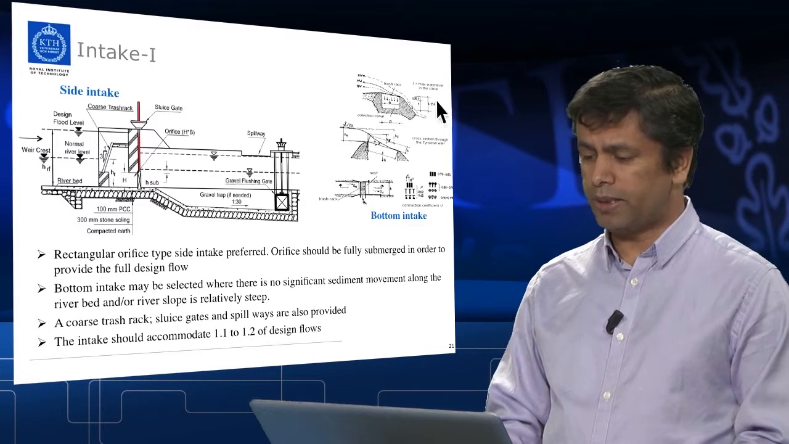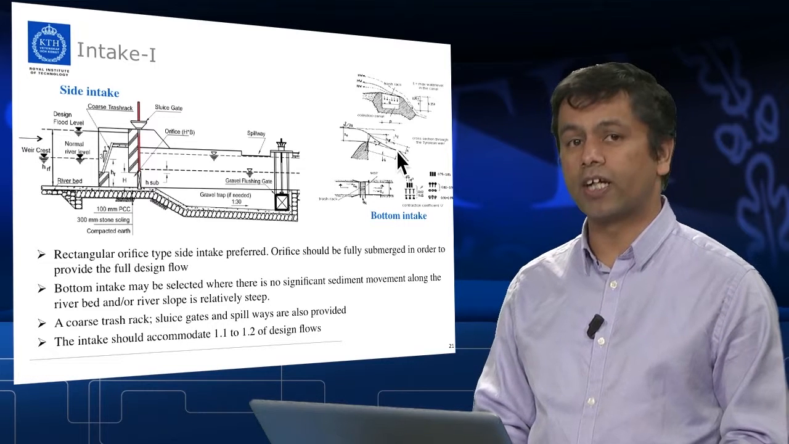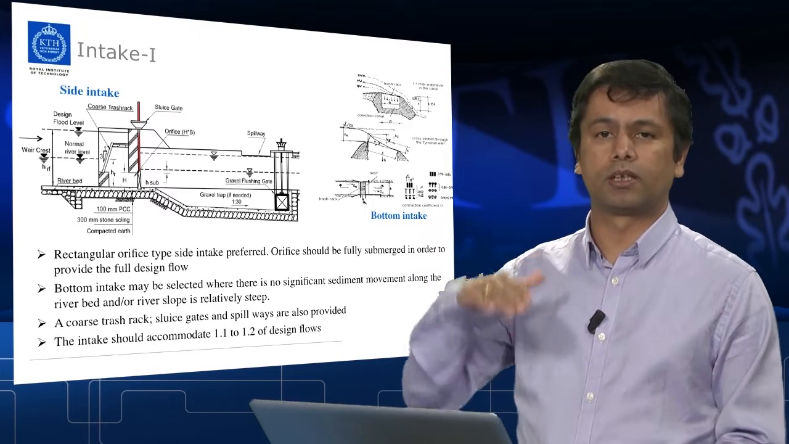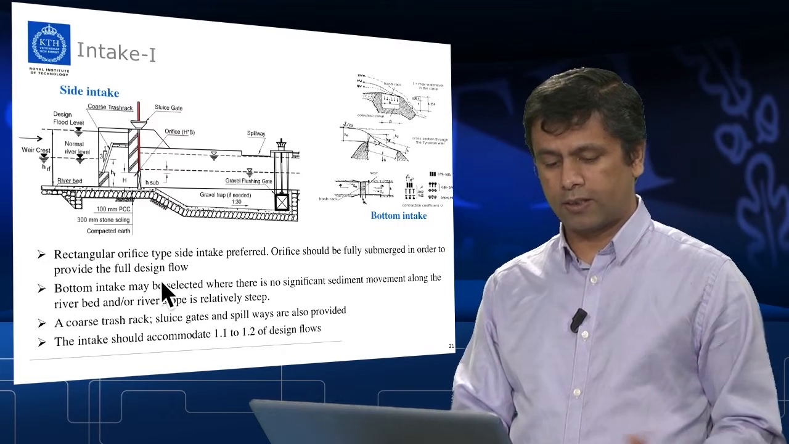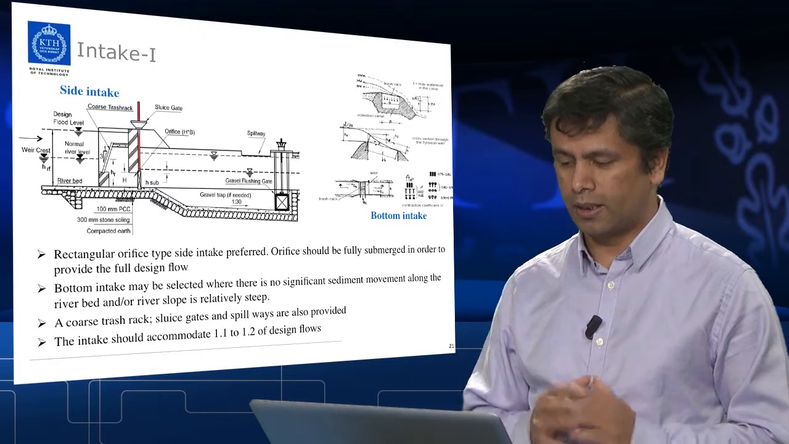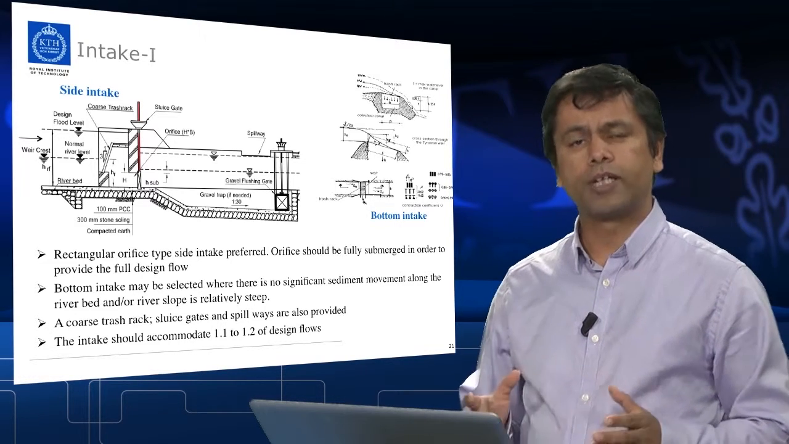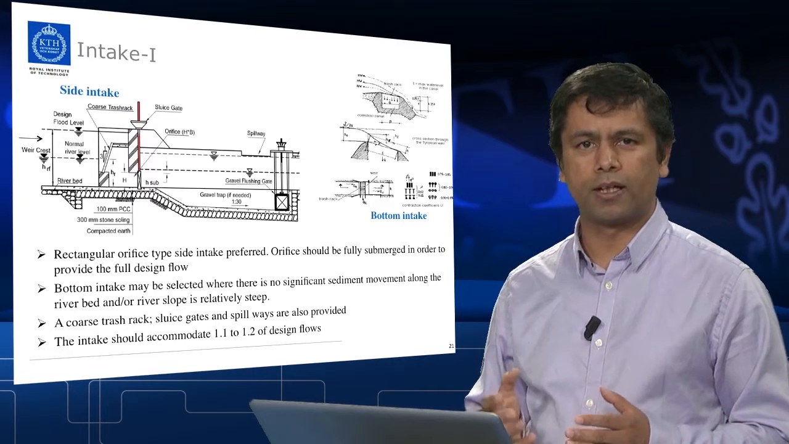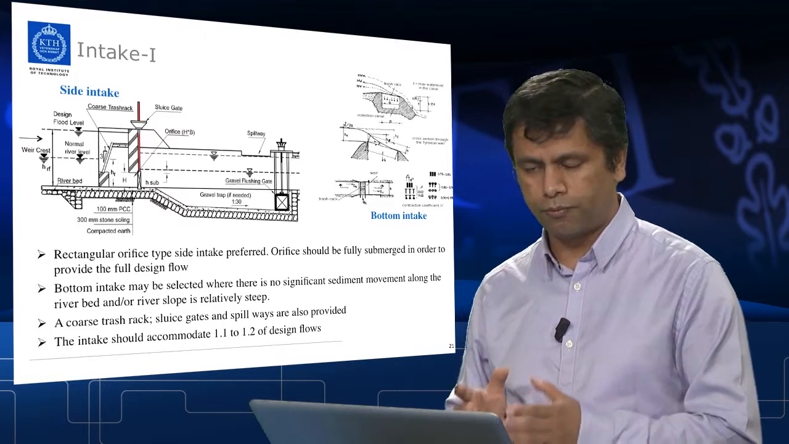This kind of intake is called a bottom intake. Bottom intakes may be selected where there is no significant sediment movement along the river bed, and if the river slope is steep, in that case you use a bottom intake. As I said earlier, a trash rack, sluice gate and a spillway are provided in the intake. When you design the intake, the design flow should be at least 10 to 20% more than the design flow for the turbine.